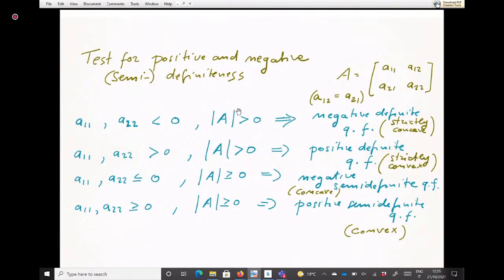Okay? Negative definite are strictly concave. Positive definite are strictly convex. Negative semi-definite are just concave. Positive semi-definite are just convex. Now, in the one-dimensional case, we don't have this distinction between semi-definite and definite. So it's peculiar to the multivariable case. I will try to show you some examples now.